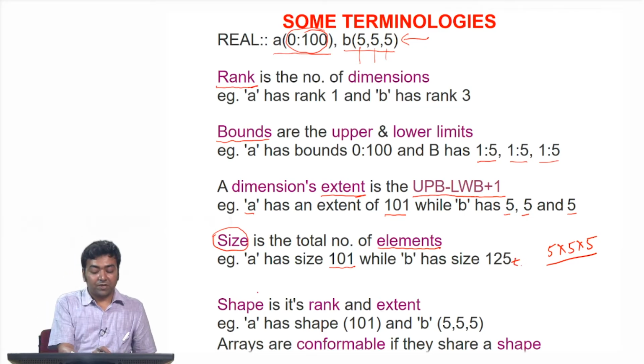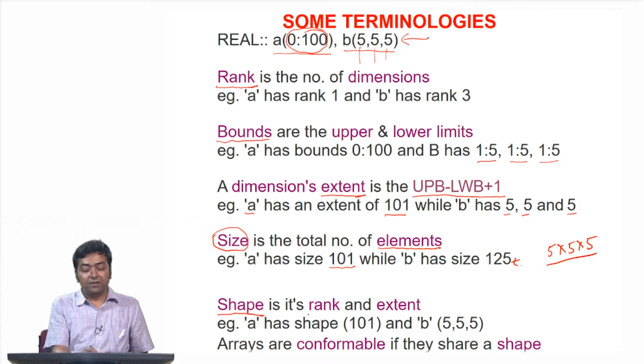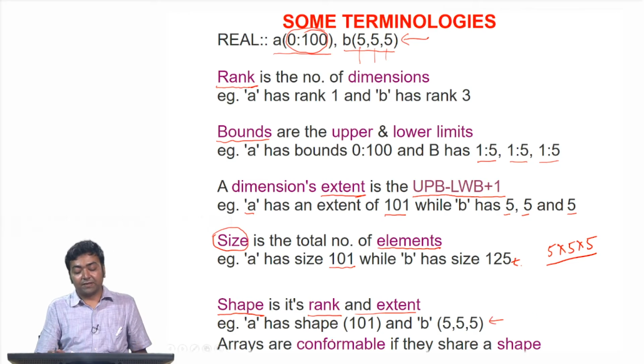Then there is something called the shape, and the shape of an array is defined by its rank and extent. So, for example, A has a shape 101 and B has a shape 5 5 5. And like matrices, arrays also need to be conformable. Arrays are conformable when they have a similar shape.